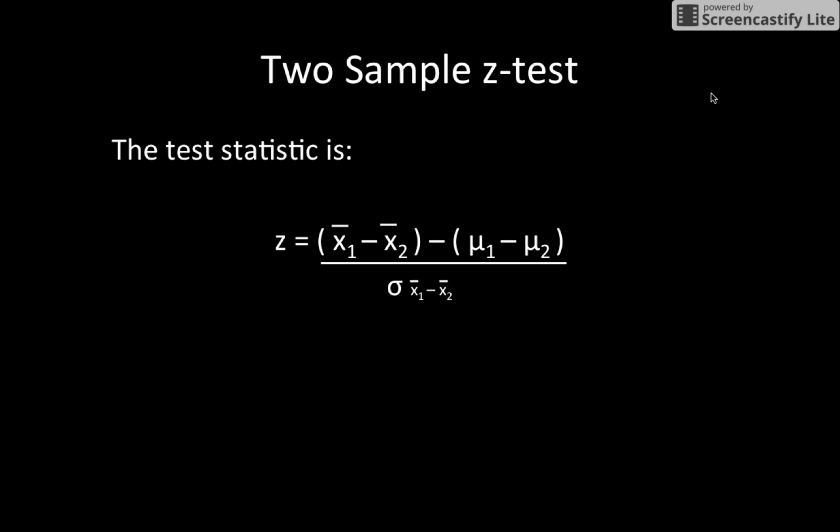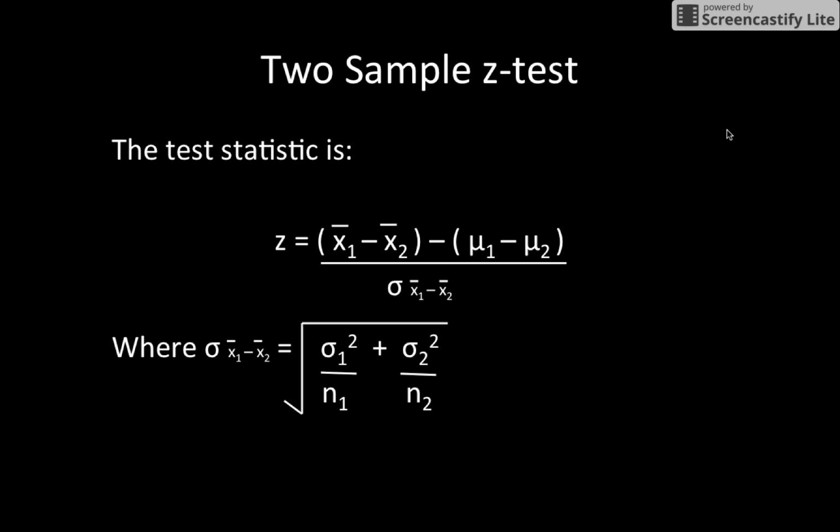The test statistic is given by the following formula. You have x bar sub 1 minus x bar sub 2 minus mu sub 1 minus mu sub 2 over sigma x bar sub 1 minus x bar sub 2, where sigma x bar sub 1 minus x bar sub 2 equals the square root of sigma 1 squared over your sample population 1 plus sigma sub 2 squared over your sample population 2, and you're going to take the square root of that number. Sorry, this isn't the easiest formula to say.